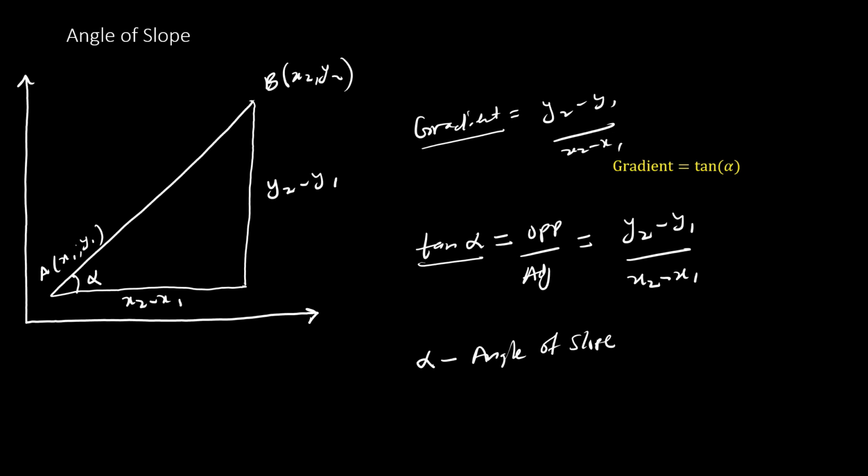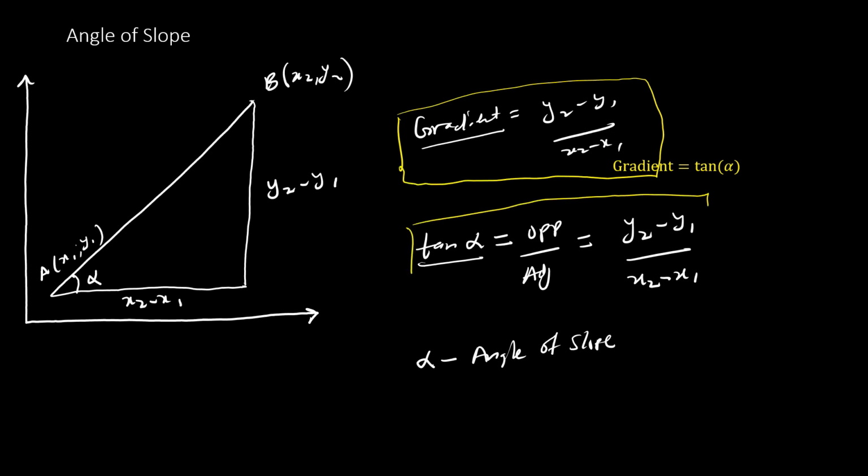If you are given alpha, we can still get the gradient or slope by looking for the tan of the angle alpha. So to cap it all, I want you to note that gradient equals change in y over change in x, and also gradient equals tan alpha. And don't forget, alpha is the angle that the line makes with the positive x-axis.